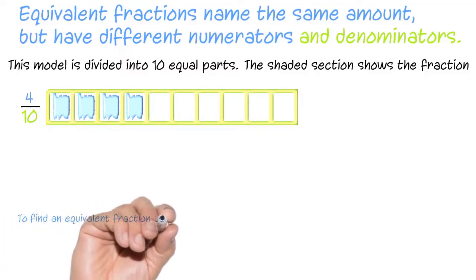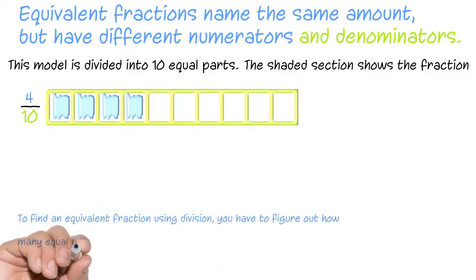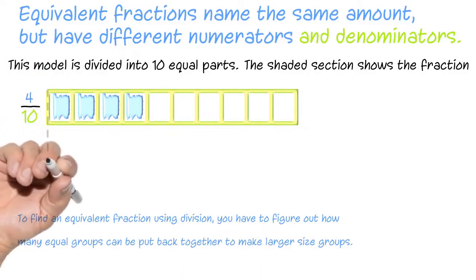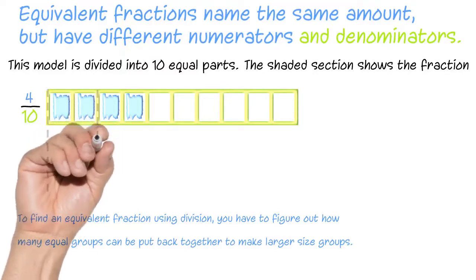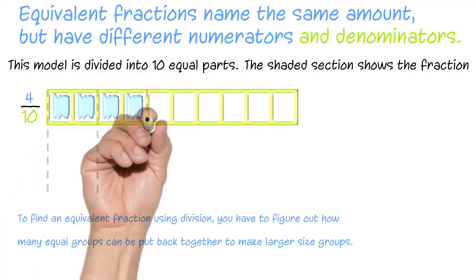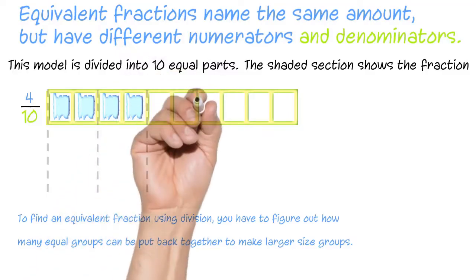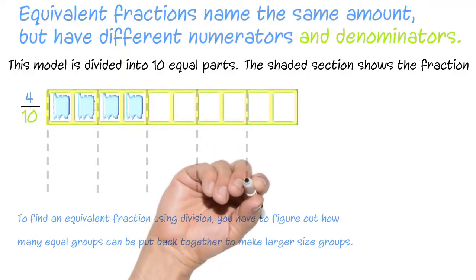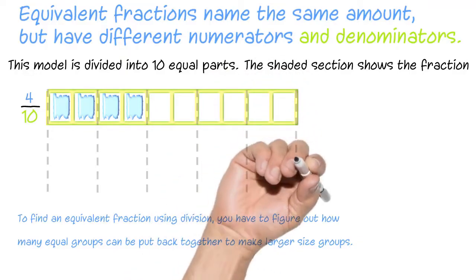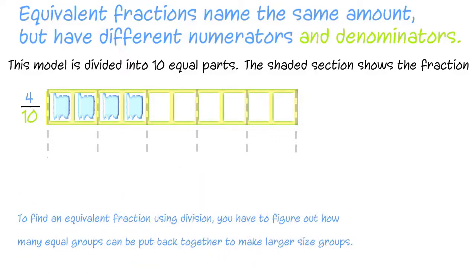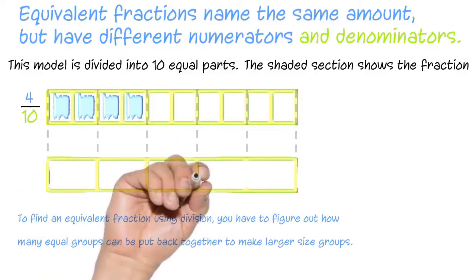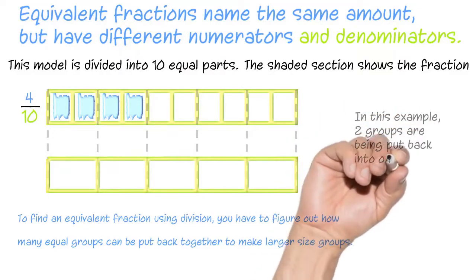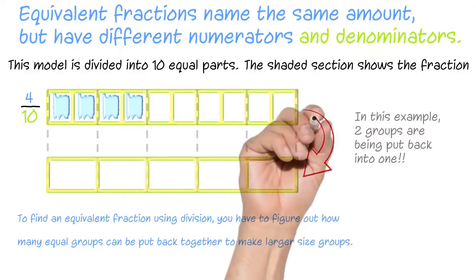To find an equivalent fraction using division, you have to figure out how many equal groups can be put back together to make larger size groups. Let's start by partitioning the tenths into 2 equal groups. Partitioning of the tenths would give us an equivalent bar model of fifths. In this example, 2 groups are being put back into 1.